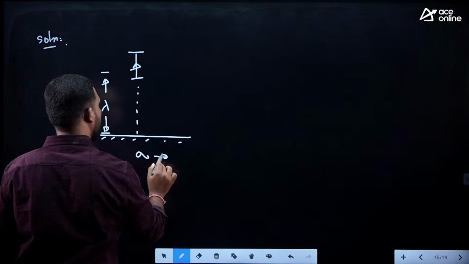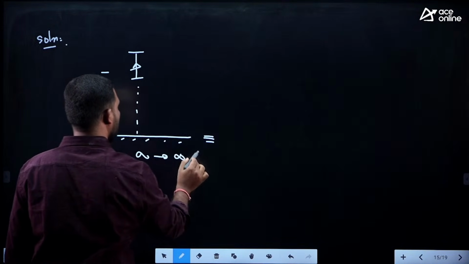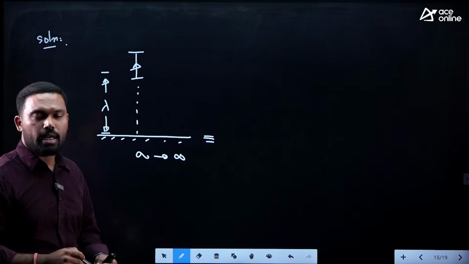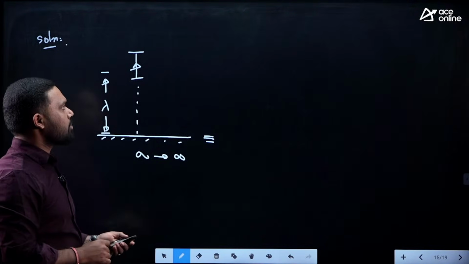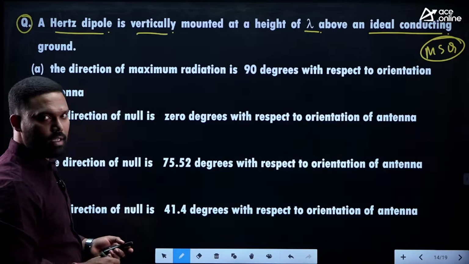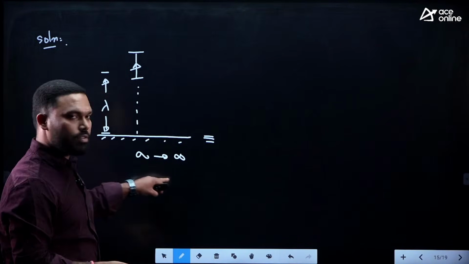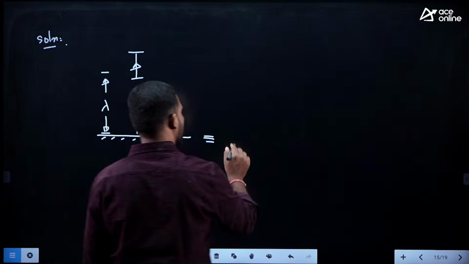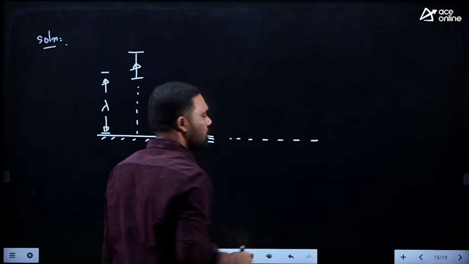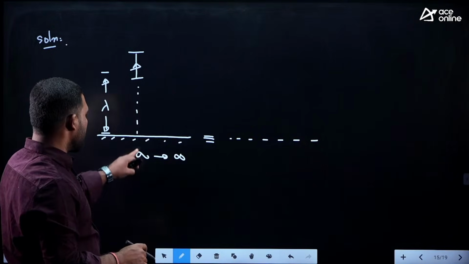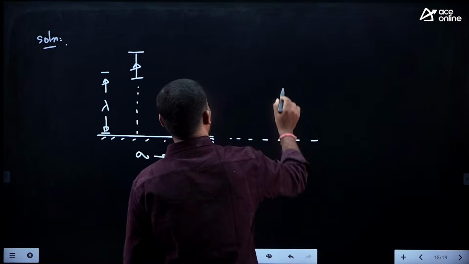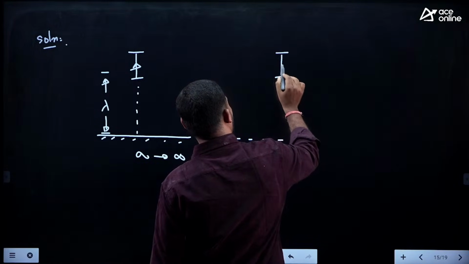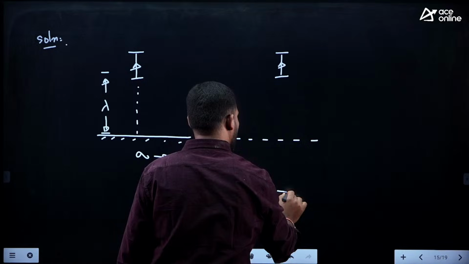Here the conductivity tends to infinity. As it is a perfectly conducting ground, meaning an ideal conductor, the conductivity tends to infinity, so this is going to act like a mirror. From the image theory, you can remove this perfectly conducting ground and instead place one more antenna. This is from the image theory concept.